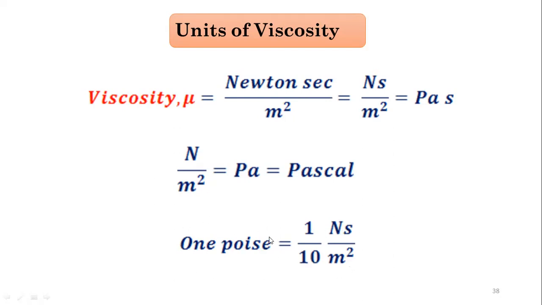Why are we learning this? Because in problems, the viscosity of a fluid is sometimes given in poise. So the viscosity of so and so fluid is 4 poise. We need to convert that 4 poise into this unit. So you get 4/10th of Newton second per meter square for 4 poise.